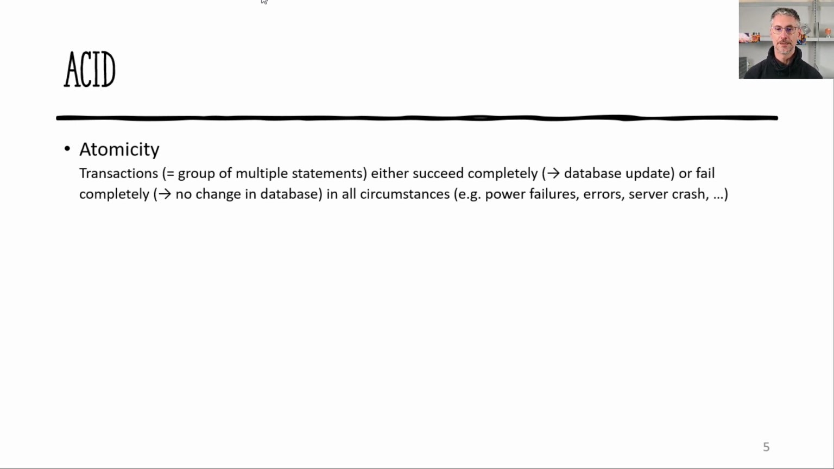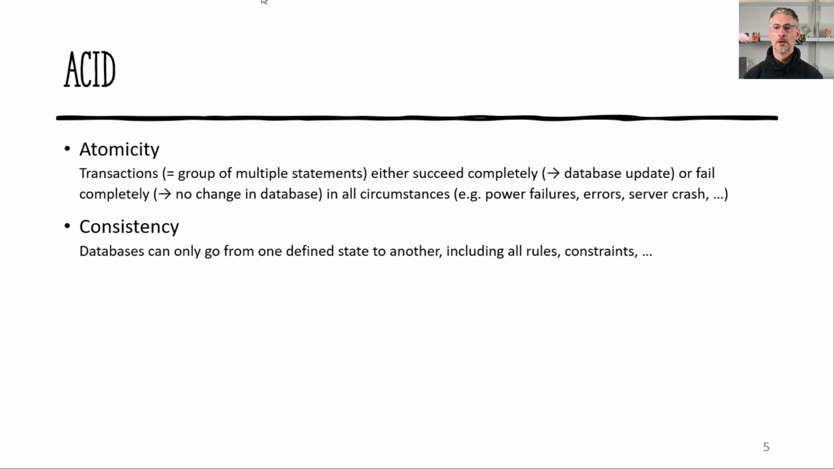So what does ACID mean? ACID is an abbreviation and stands for atomicity. That means that transactions, or groups of statements or requests to a database, either succeed completely, so that we write something to the database and that is successful, or fail completely, so there's no change in the database in all circumstances. So even when there's a power failure during the write, or any errors, or hard disks fail, or a server crashes, the database is always in a guaranteed state.